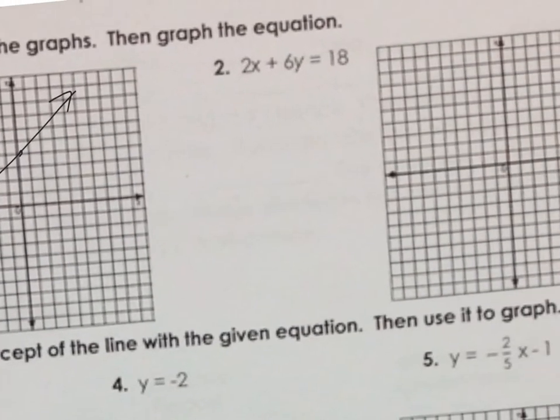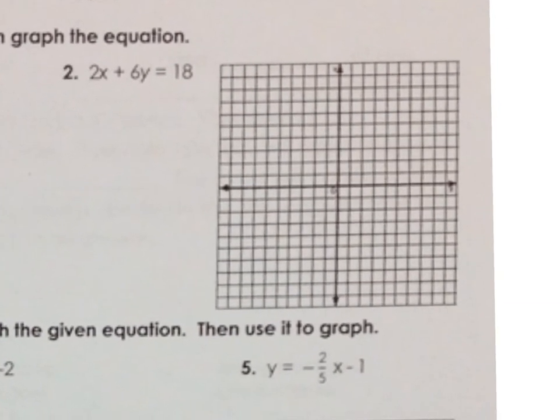Number 2, I'm going to do the exact same thing. I'm going to set this up. I'm going to make my x 0, then I'm going to make my y 0. So if I cover up my x value, I would have 6 times something equals 18. Well, that's got to be 3.